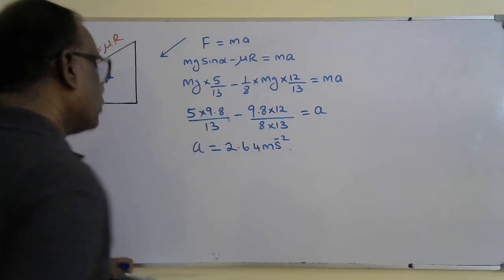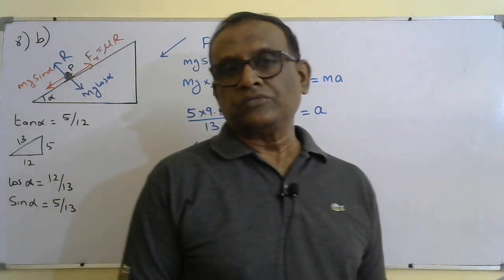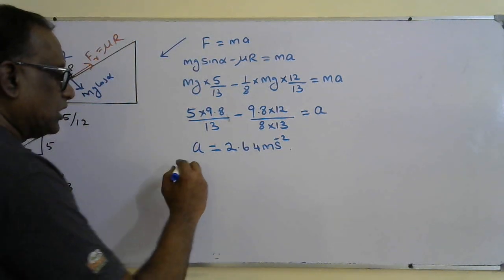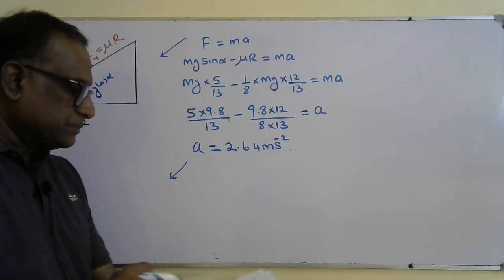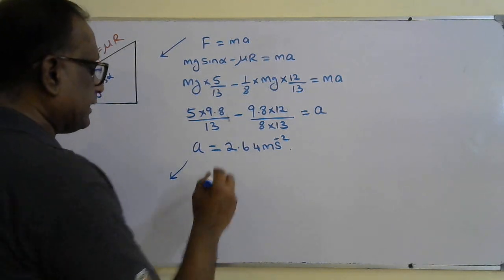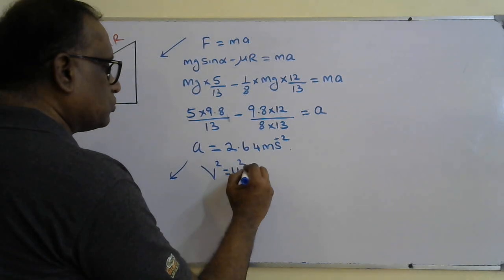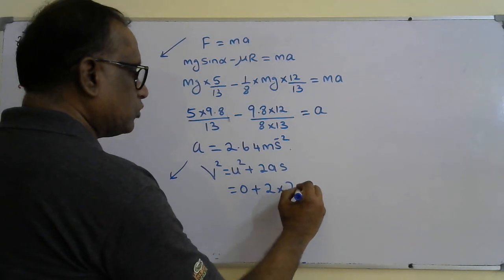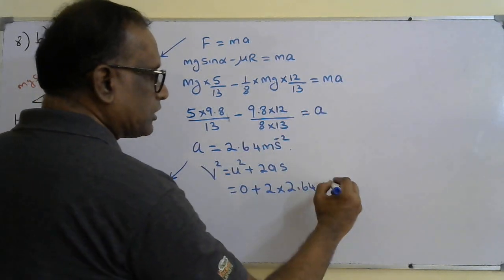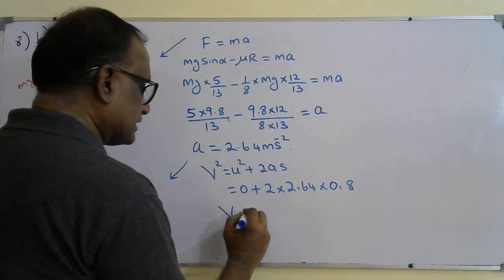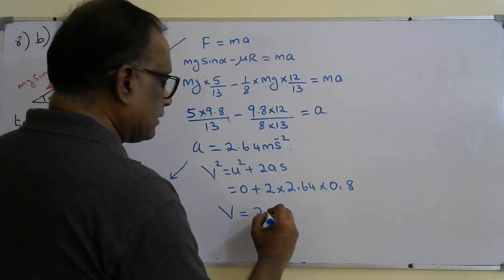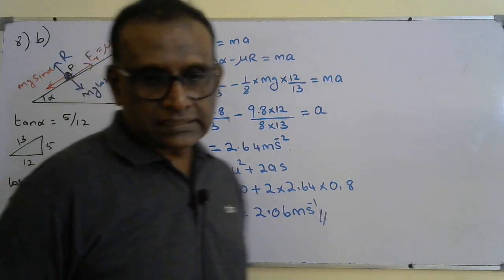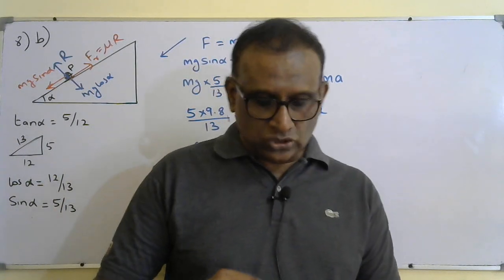meter per second squared. Okay, so when the string breaks, at that moment it was at rest. Now it's going to move down, accelerating uniformly at constant acceleration. So along the plane down, the question is to find the speed when the distance it moved is 0.8 meters. So we'll use v squared equal u squared plus 2as along the slope down. It was at rest, so 2 into acceleration 2.64, and it moved along the slope down 0.8 meters. We need to find the speed. That will be 2.06 meter per second. Okay, that's the answer for the motion along the slope down.